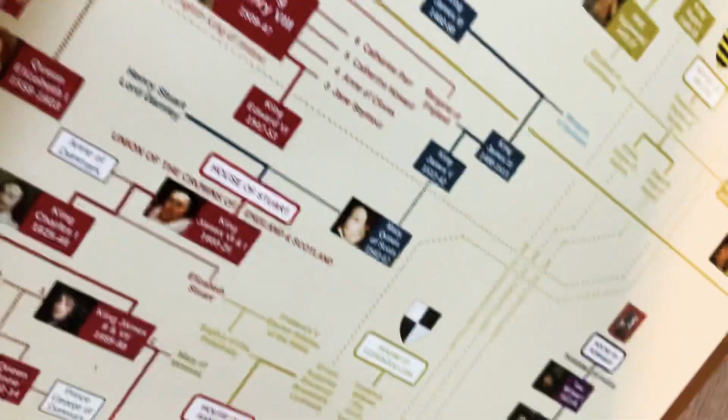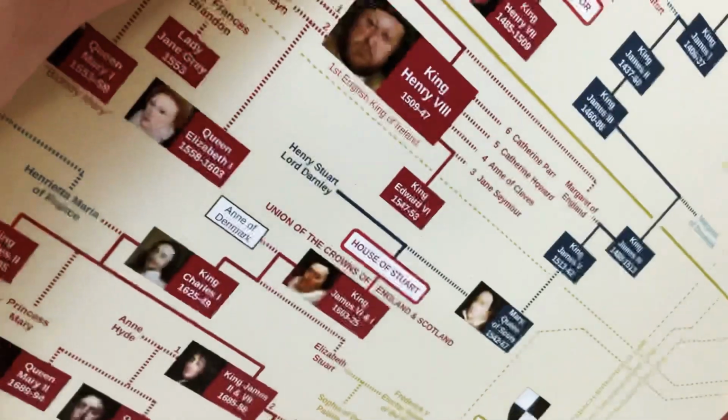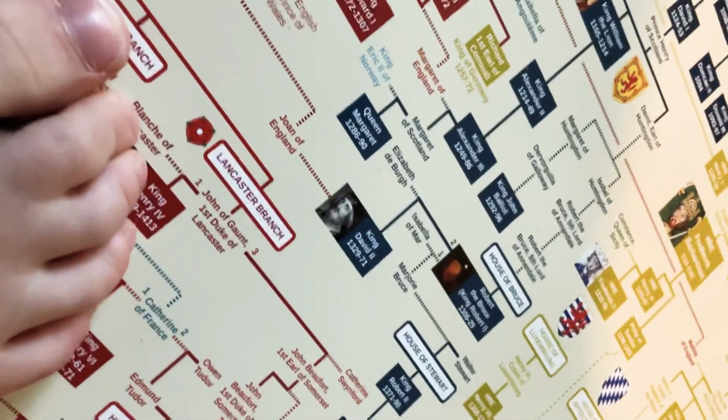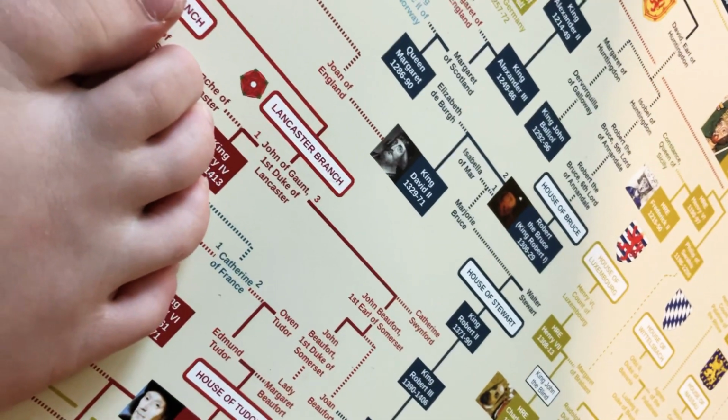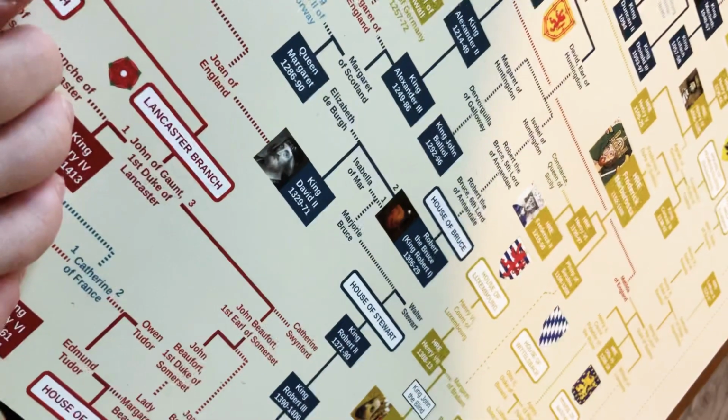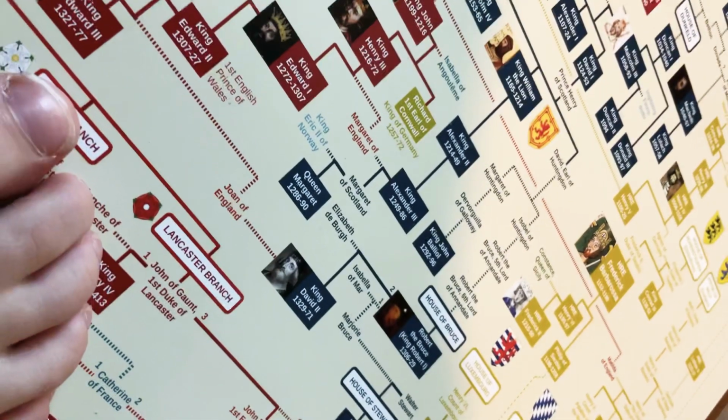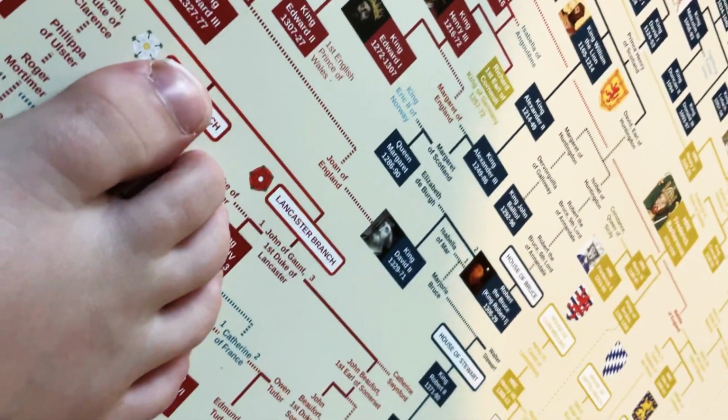Well, eventually, they tree. But we're not. Now we're going to focus on the House of Bruce because, you know, these ones are kind of pointless.